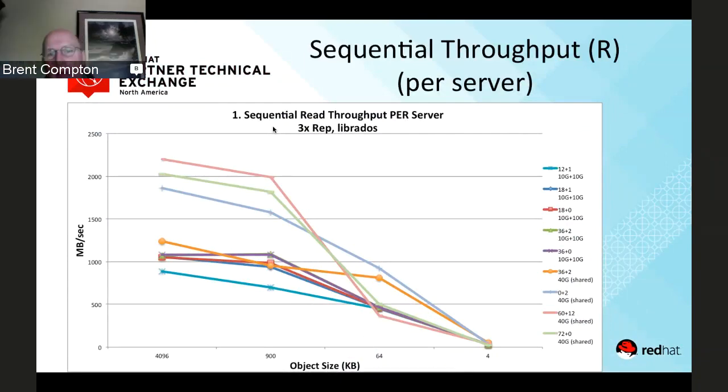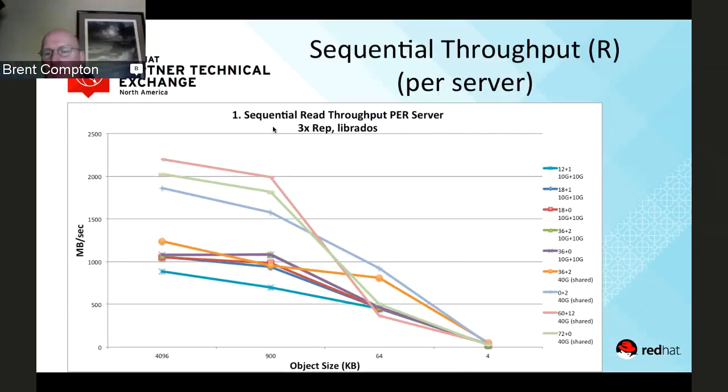So the title will indicate what we're looking at here. This one happens to be a 3x replicated pool. It's using Rados bench, so it's coming through at the librados level, not going through, in this study, Rados block device or RGW. And then the lines. How to interpret the shorthand notation on the lines.